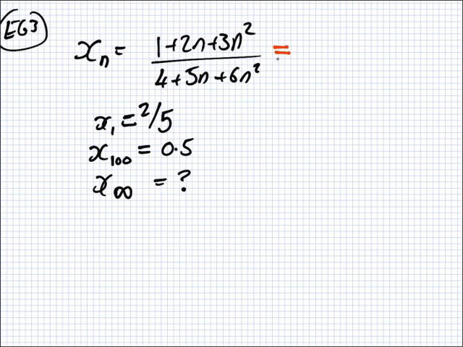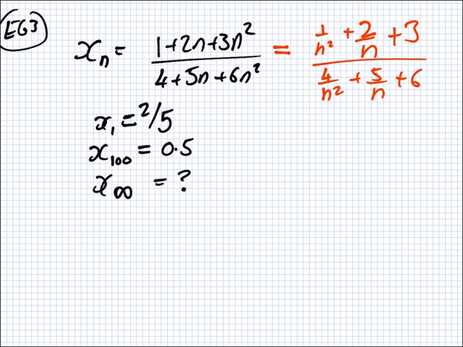It's not the same as the last one. Actually, does anyone know the trick here? No? The trick is you divide everything by the biggest n, which in this case is n squared. So 1 divided by n squared, 1 over n squared. The next one, what would that be? 2 over n. Next one? 3. Next one? 5 over n, and then lastly 6.